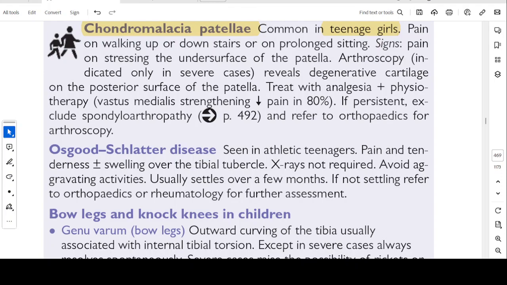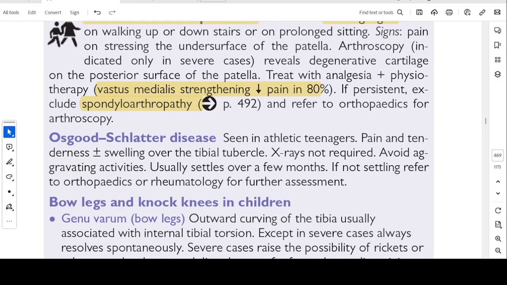Arthroscopy, indicated only in severe cases, reveals a degenerative cartilage on the posterior surface of the patella. Treat with analgesia plus physiotherapy. Vastus medialis strengthening decreases the pain in 80% of the cases. If persistent, exclude spondyloarthropathy and refer to orthopedics for arthroscopy.